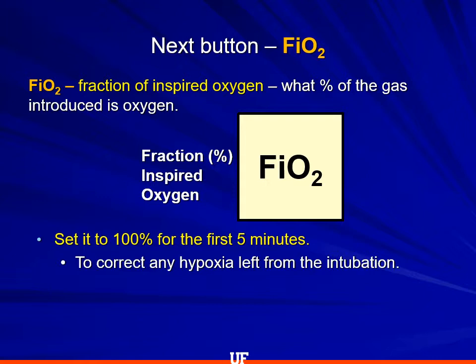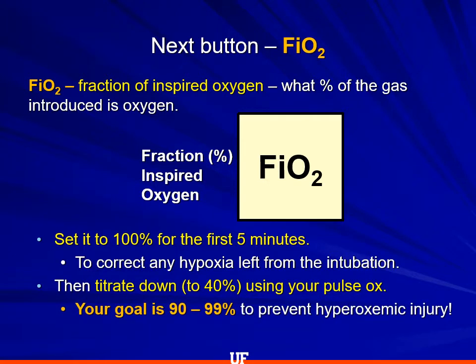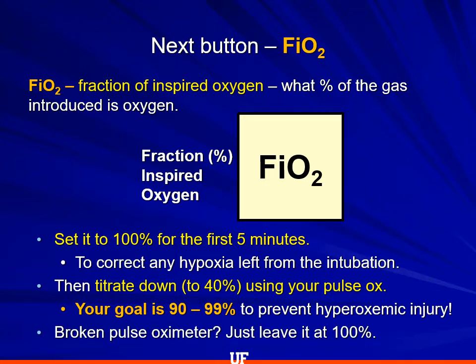That's just to fix whatever low levels of oxygen might still be left in the patient from when they weren't breathing so well or when they were getting intubated. After that, you may want to turn it down to save yourself on some oxygen. A general guideline is something in the high 90s is a really good number, but if you don't get the chance, that's okay too. Also, if you don't have a good pulse ox reading, you can't exactly tell what their sats are, just leave it at 100%.